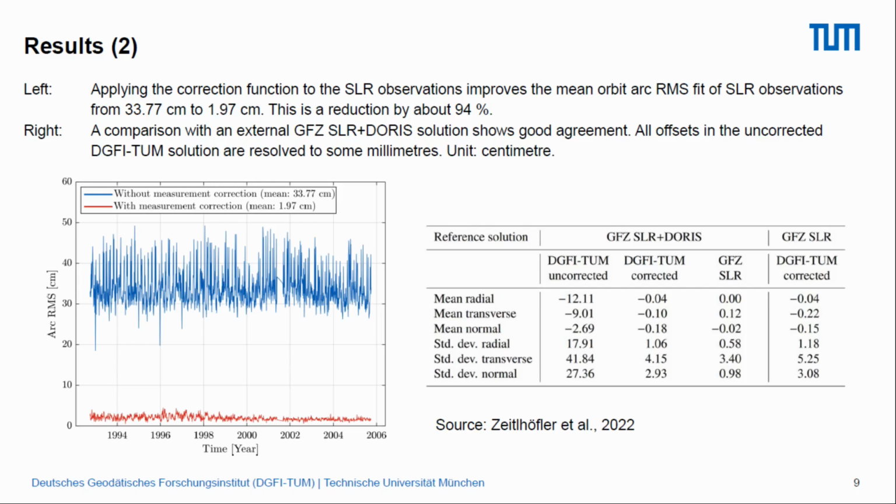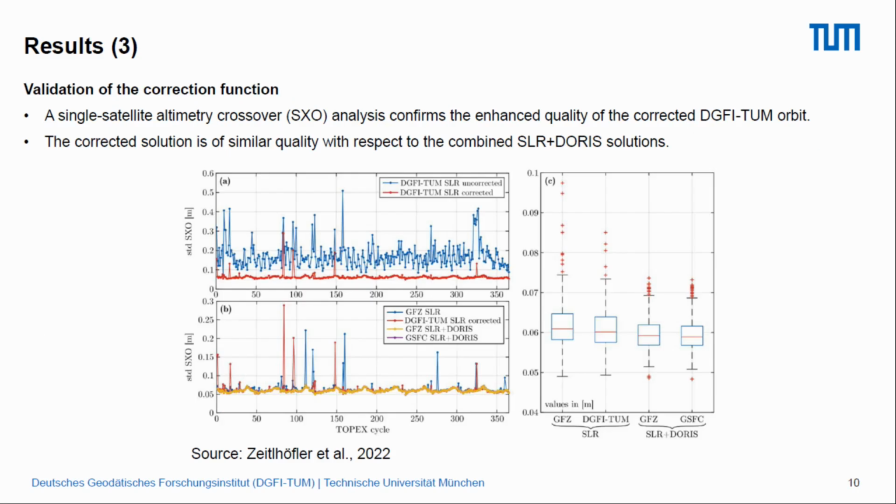It should be mentioned that when comparing the two GFZ solutions, they get slightly better values because they have the same background models used for the POD, and because of that, they fit better to each other. We also performed a single satellite crossover analysis, and this analysis also proves the enhanced quality of the orbit with the correction function.